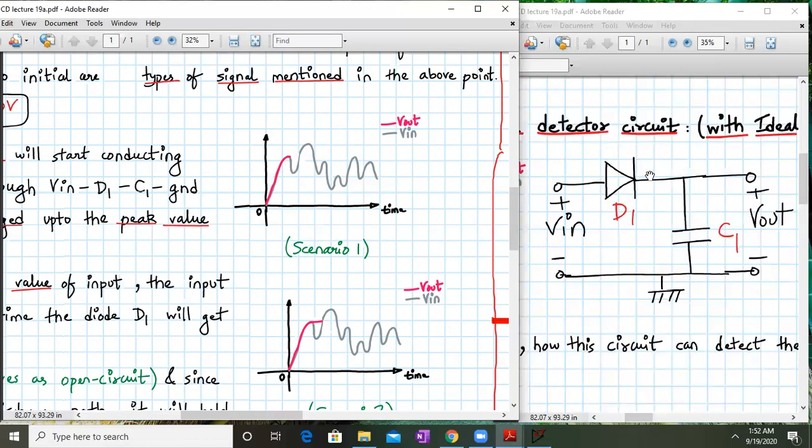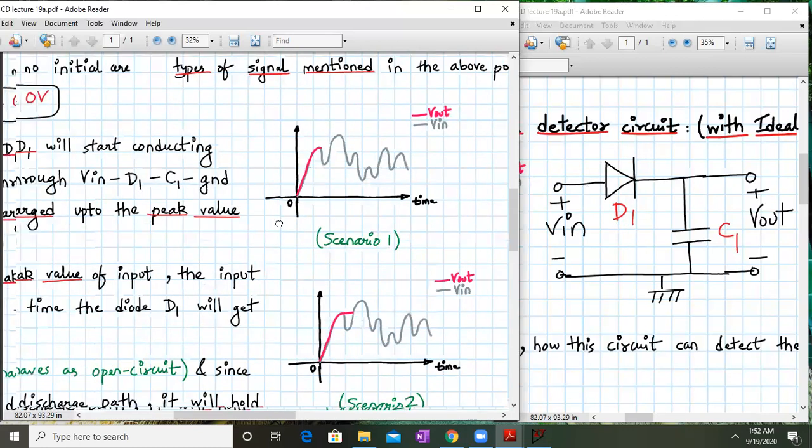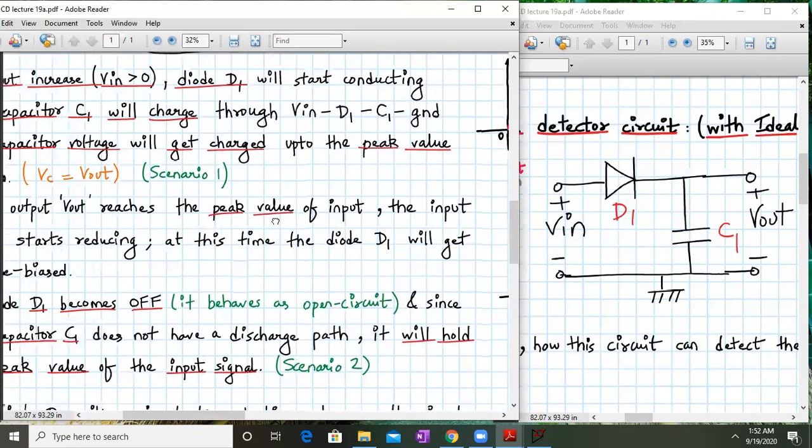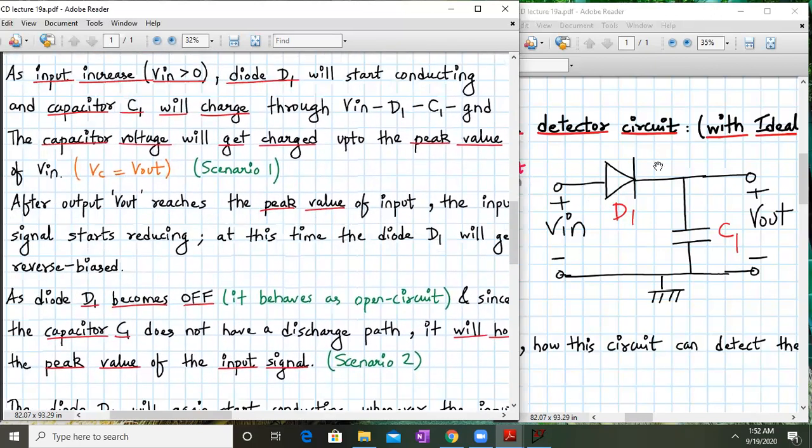That means my cathode voltage is greater than the anode voltage now. This is at 5 and this is at 4.9. That will immediately make the diode D1 off. Okay, so that's what we have written over here. So in scenario number 2, this is what will happen. When the output has reached the peak and input starts reducing, the diode D1 will be getting off.